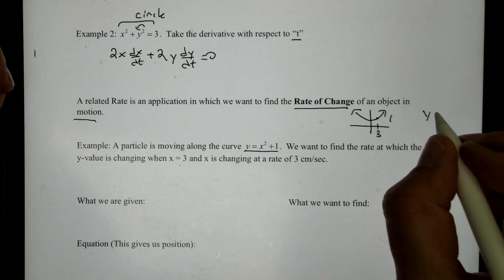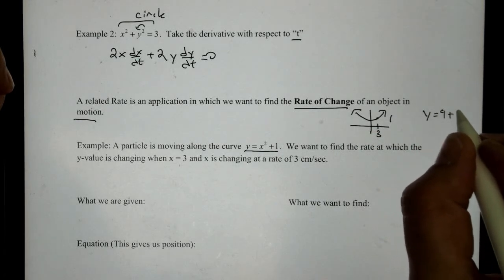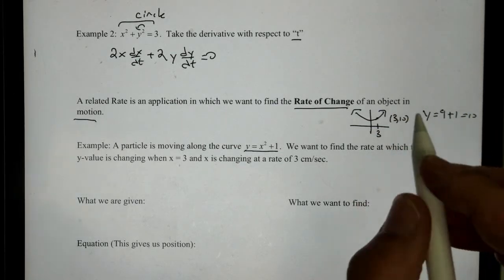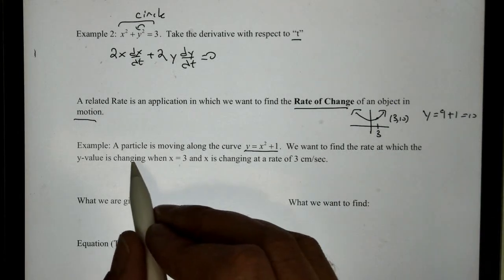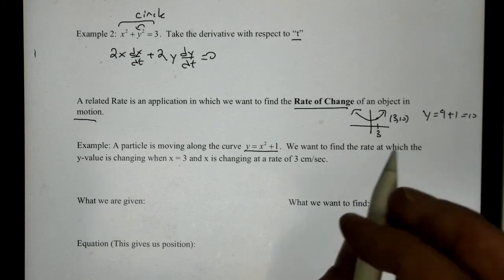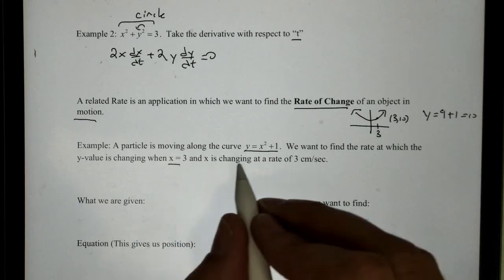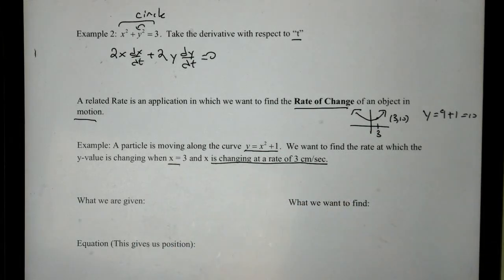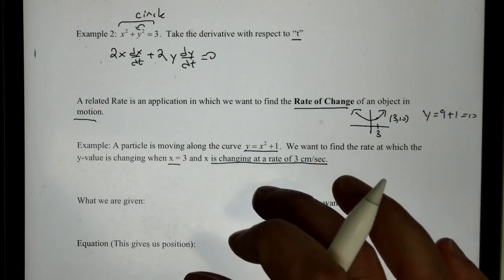So when x is 3, I can go ahead and find that point. If x is 3, y is going to equal 9 plus 1, which is 10. So we're going to be at the point (3, 10). So what this is saying, at the point (3, 10), we want to find the rate at which the y value is changing, when x is 3 and x is changing at a rate of 3 centimeters per second. So what they're telling us is we know how fast x is changing.